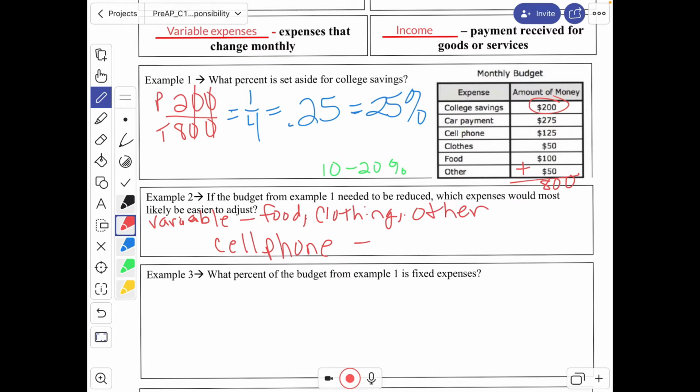Also, she could adjust her cell phone bill by canceling it if she really needed to. That's not a necessity. I know you think it is, but it's not. And the last thing she would want to change would be the college savings. But yes, that can also be adjusted if she needed to make some cutbacks.